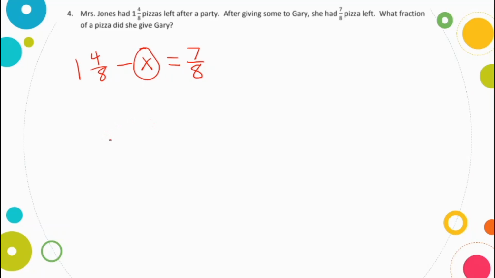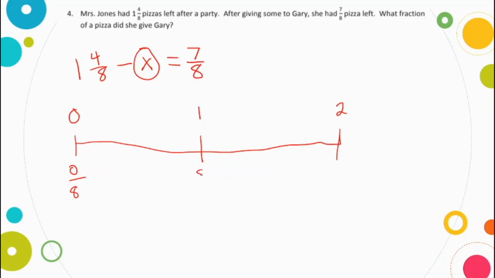So if we think about this with a number line, just go ahead and draw this out. And I'm actually going to draw this with an endpoint at 2 and my other endpoint starting at 0. So I'm going to make 1 halfway between them. And we know that this is using 8 as our denominator. So 1 whole would be equal to 8 eighths. And 2 wholes would be equal to 16 eighths. Or you could put this as 1 and 8 eighths. Either way, it's the same thing.